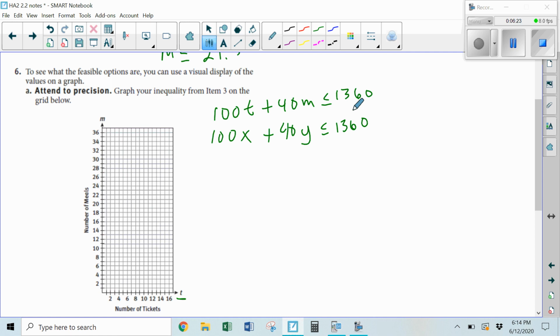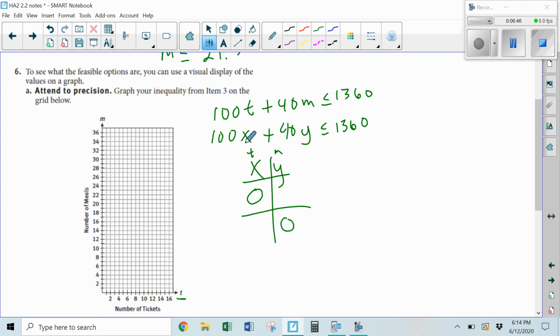Now that might be helpful if you want to get y by itself and solve, but here's an easier way to graph this, because if I get y by itself, it's going to take some work. But think about it this way. X, y, or t, m in this case. This is called using intercepts. You probably have seen this before. It's an easier way to graph.